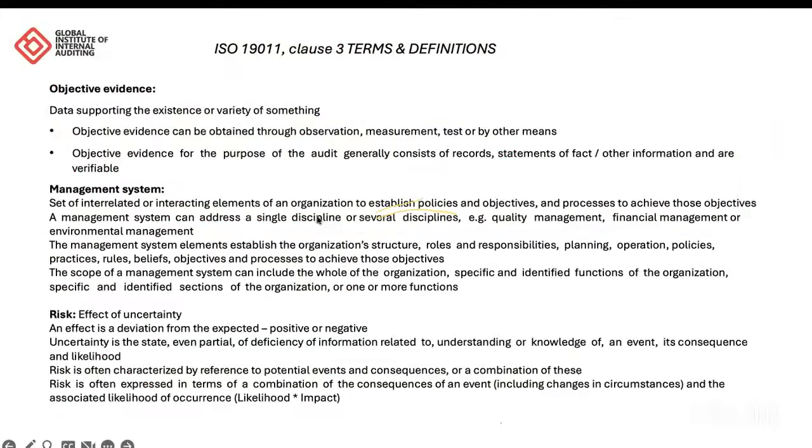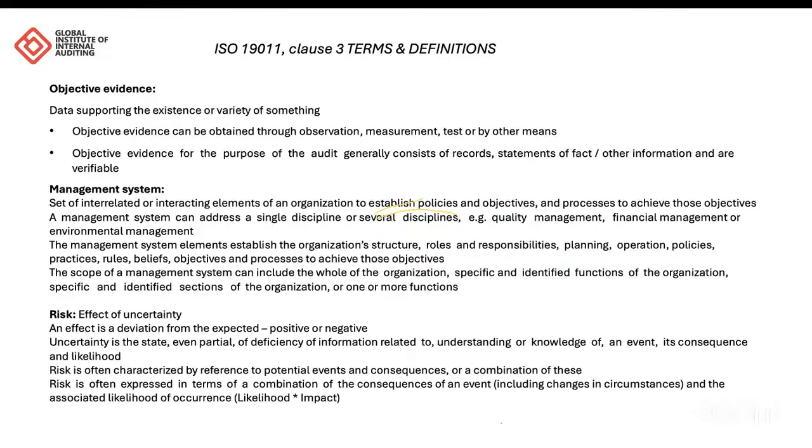We continue with the terms and definitions. We talk about objective evidence. As an auditor, there is one thing that you should never joke with, and that thing is documentation of your evidence. Do not joke with evidence. Anytime I teach, I like sharing my own experience.